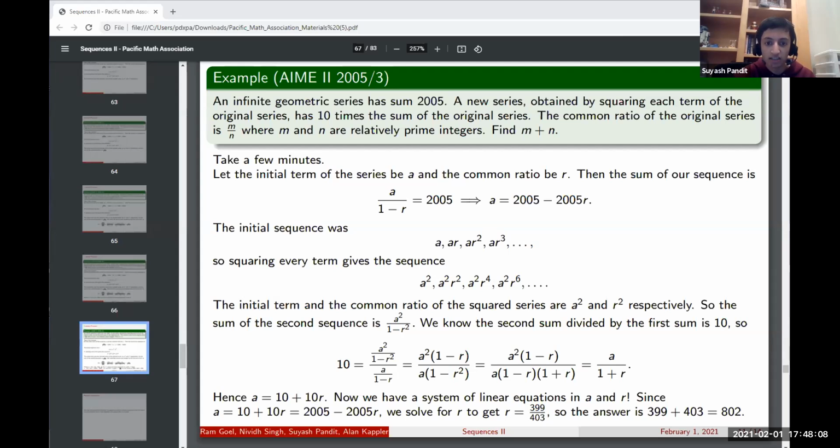So does everyone understand that? I know we had a good number of people get this one. Does everyone understand this step? Because the sum of the new series was 10 times the original one, we were able to use this equation here and simplify it greatly. And then eventually just get rid of A and solve for R. That's all we need. You could actually go back and solve for A, but that's not what we want.